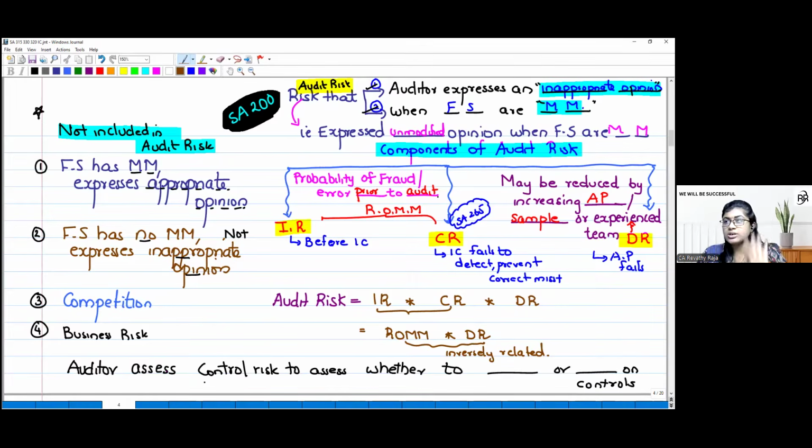Last question. Why are you assessing control risk? In internal control, do you express an opinion whether controls show a true and fair view? Do we express an opinion whether control shows true and fair view? No. Then why are you bothered about control? We are not expressing opinion on controls, right? Then why are you bothered?